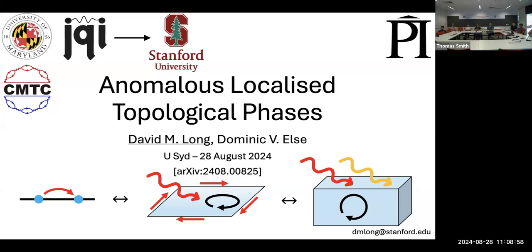Yeah. Okay, so I'm going to be talking about a particular classification of topological phases, in particular these localized topological phases. And I'm going to more or less take a mostly condensed matter perspective, but I will try to give some intuition or some relationship between what I'm going to be talking about and a more quantum information perspective, in particular in terms of error correction.